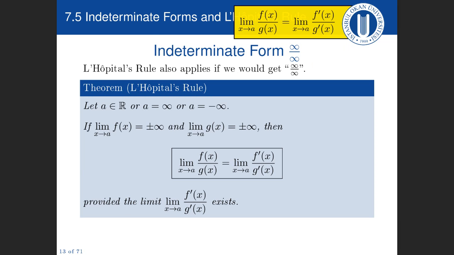Formally, let a be either a real number or infinity or minus infinity. If the limit as x tends to a of f of x is plus or minus infinity, and the limit as x tends to a of g of x is also plus or minus infinity, then just as before, the limit of f divided by g is the same as the limit of f prime divided by g prime, provided that the limit exists.